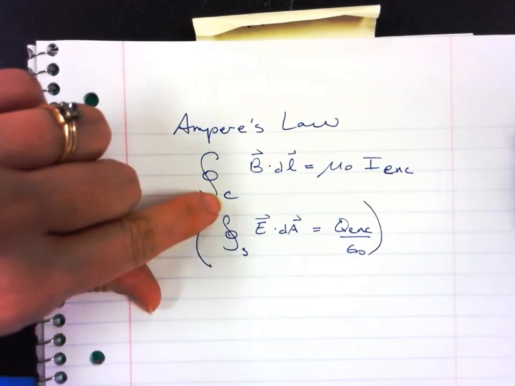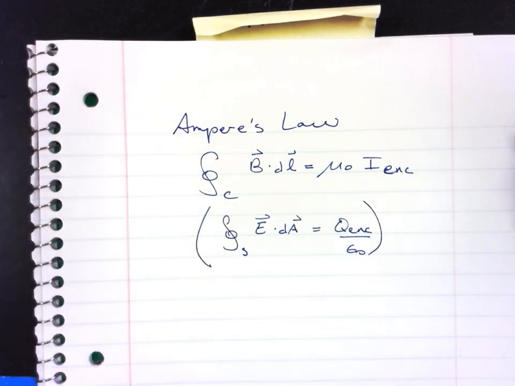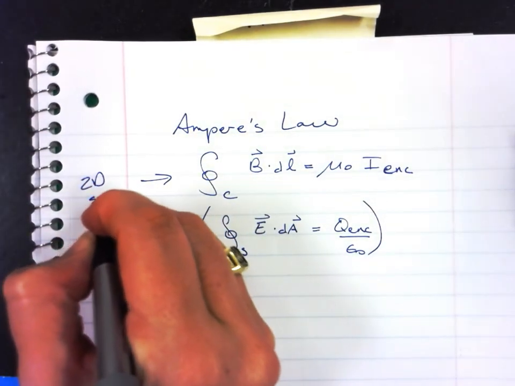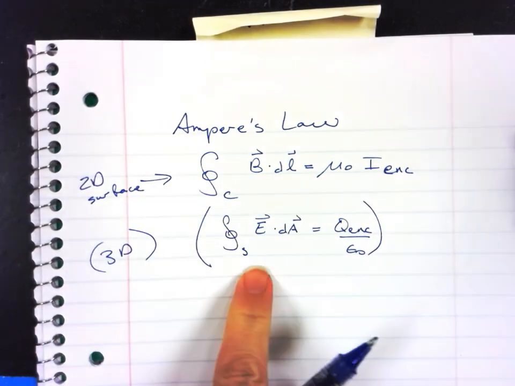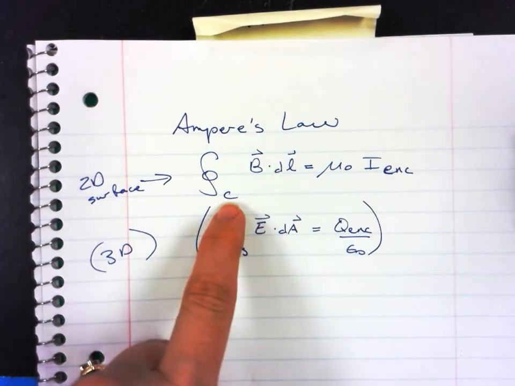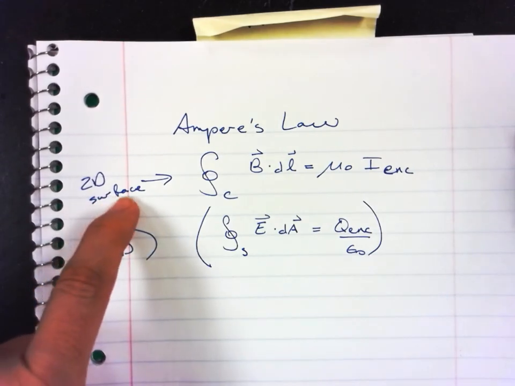But this is around a curve, a closed curve. So this is a 2D surface, not a 3D. This was 3D. And this is the length of that curve. Often, these would be circles, could be a rectangle, but a two-dimensional surface.